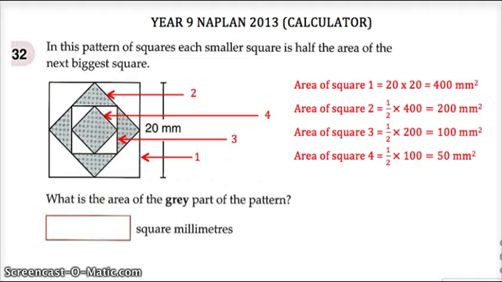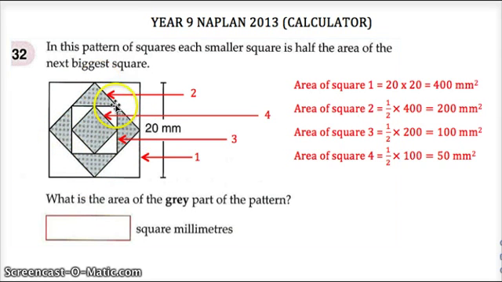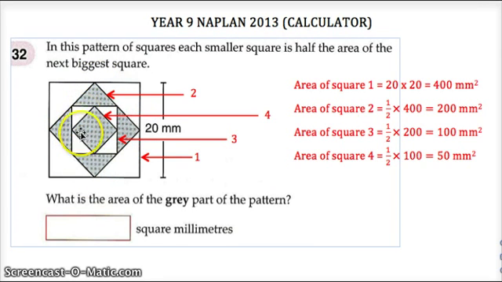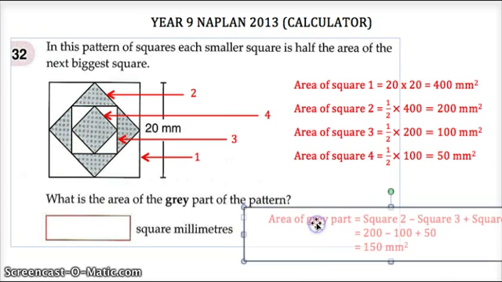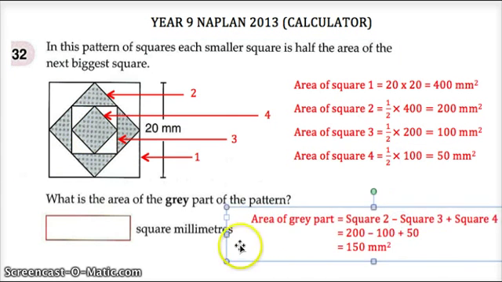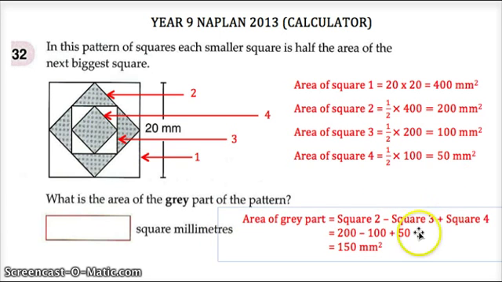Now the question is, what is the area of the grey part of the pattern? Now, to work out the area of the grey part of the pattern, you'd take square 2, which is the grey square, subtract square 3, which is the white square, but then add back in square 4. So I'll just put that down here. So the area of the grey part is area of square 2 minus the area of square 3 plus the area of square 4. So that will be 200, take away 100, plus 50, which is 150 millimeters squared.